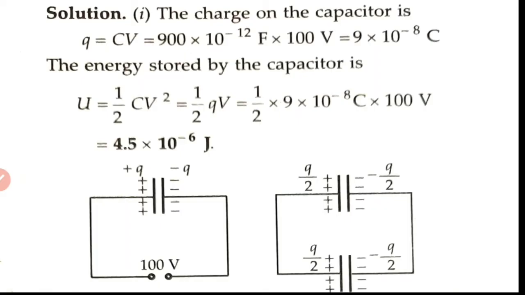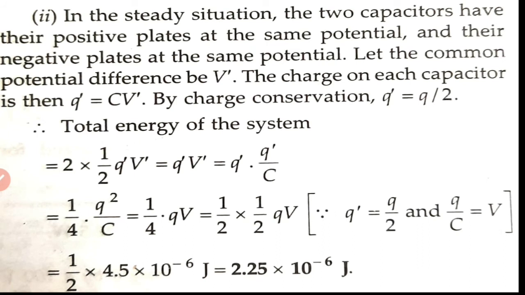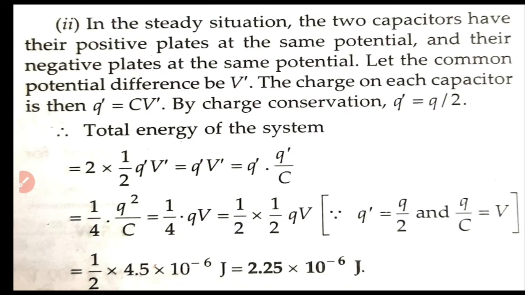So, energy stored by the capacitor before sharing is, as I said, half CV square, which will give you 4.5 into 10 raised to minus 6 joule. Now, when we share, that means when the capacitor is connected to another, uncharged capacitor, both the capacitors are of the same capacitance. So here sharing will take place till the common potential is achieved. Now, to find the total energy of the system, we are using the equation half QV. How we do that, I will explain.